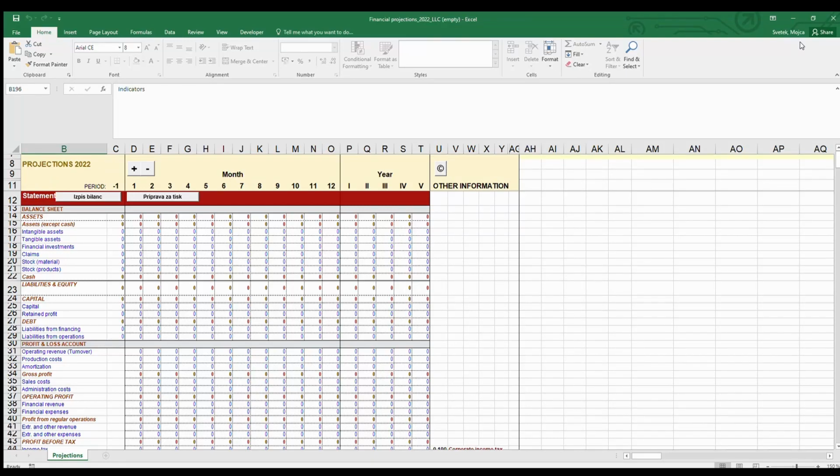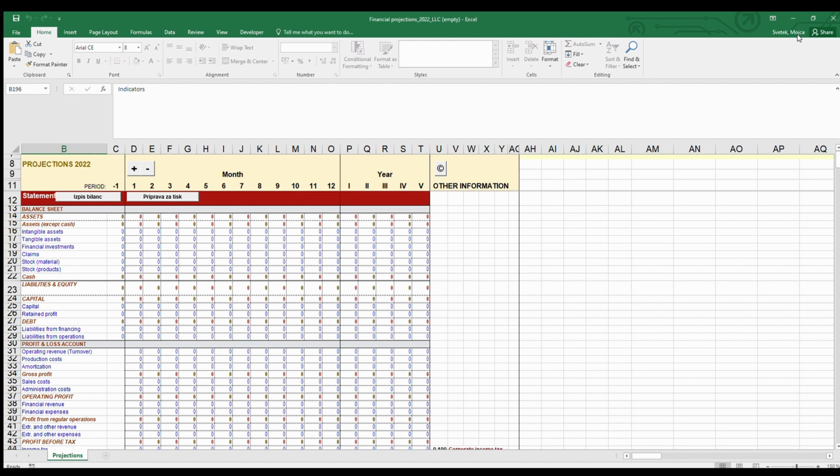Let me quickly introduce you to the template we prepared for you. This template will make your financial projections so much easier. That being said, you will still have to have some basic understanding of accounting to be able to complete and read financial projections. Taxes, laws, and regulations are country specific, so make sure you adjust the financial template accordingly.